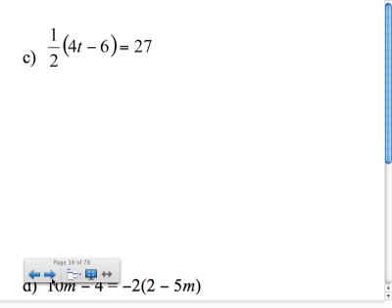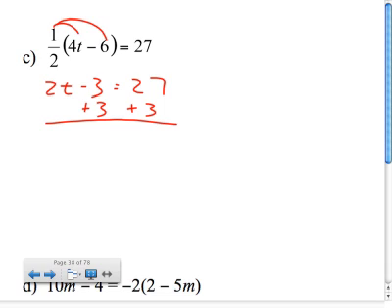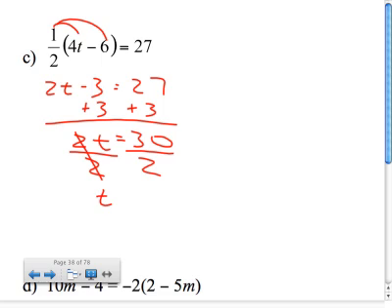Again, just a couple more examples here. At this point, if you're feeling confident, I would just pause the video and work through it on your own if you'd like. So I'm going to distribute the 1/2. So I get 2t minus 3 equals 27. Add 3, add 3, so 2t is 30. Now I get rid of the multiplying, so I divide both sides by 2, and t equals 15.